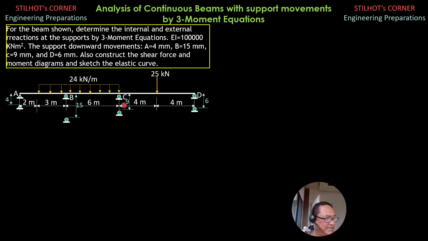So here is the given figure. These are the support movements and indicated downward movements. So let's set up the three-moment equation for beam ABC. Take note that moment at A is 0. So we have 0 plus MB quantity 5 plus 6.